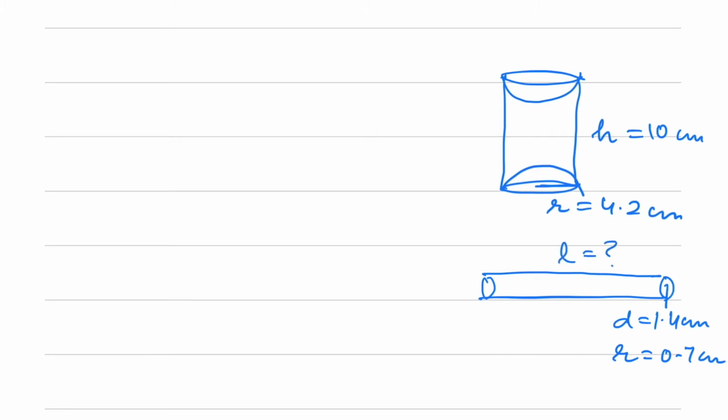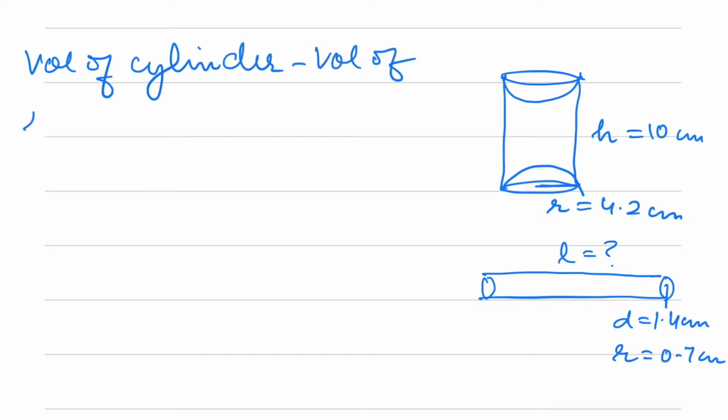length of the wire. So here I can say the volume of cylinder minus the volume of sphere, because hemisphere on the top and hemisphere on the bottom have the same radius, so I can just say sphere.